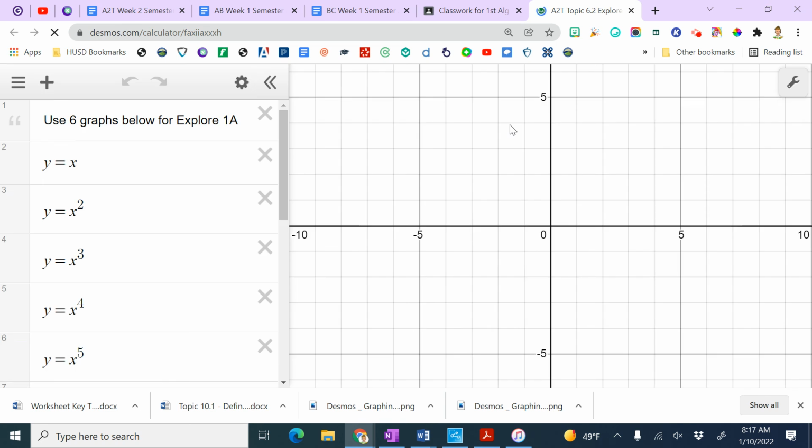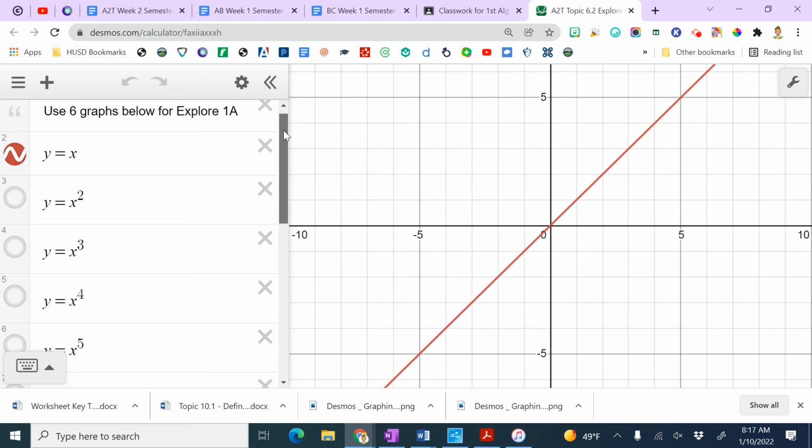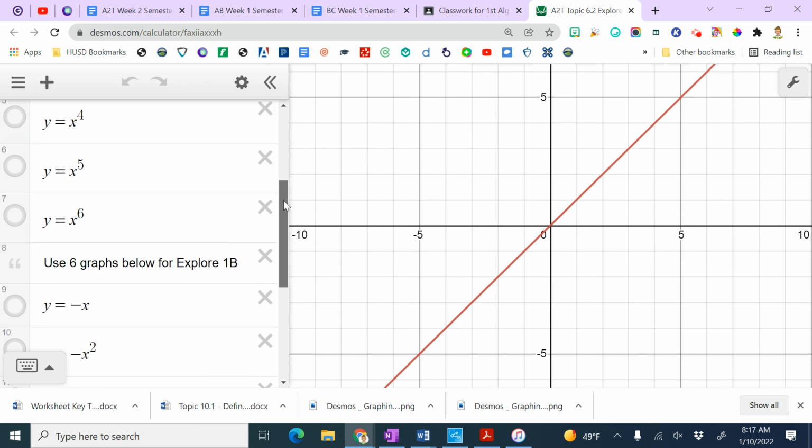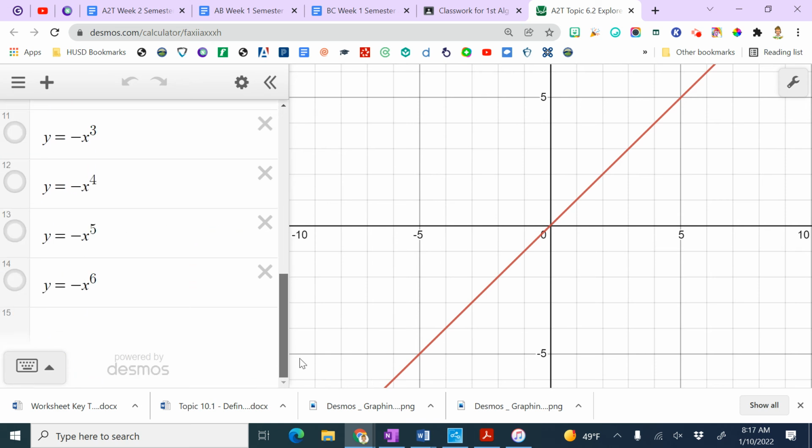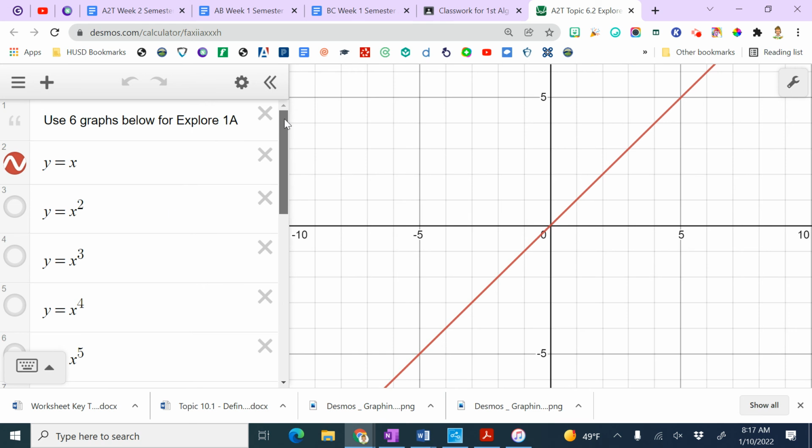Okay, so you should be getting a page that looks like that up on your screen in Desmos. Okay. Basically what I did was I made it so that you didn't have to type in all the functions, and all we have to do is just click some buttons to do our exploration. Okay. I have all of Explore 1 in here. Notice there's a little note that says use 6 graphs below for Explore 1A, which means those 6 graphs there. Explore 1B are those 6 graphs. Okay, and I left them both on the same, so if we wanted to see them on the same for some reason, we could.